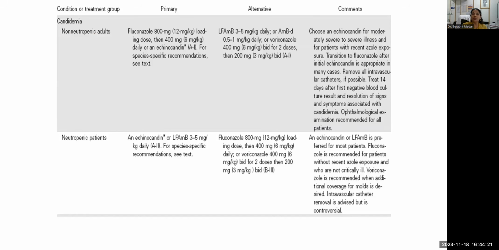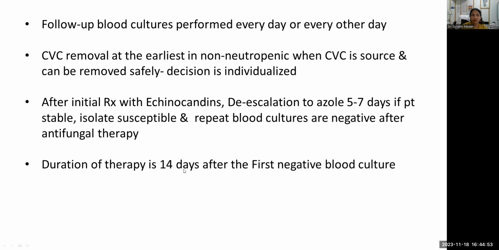Now, in a patient who has proven candidemia, again fluconazole or echinocandin in non-neutropenic patients, depending on the prior exposure to fluconazole and the severity of the illness, that is the criticality of the patient, and liposomal amphotericin B is the second choice. Similarly, in neutropenic patients with candidemia, echinocandins are good, or liposomal amphotericin B. Fluconazole is the second choice in neutropenic patients.